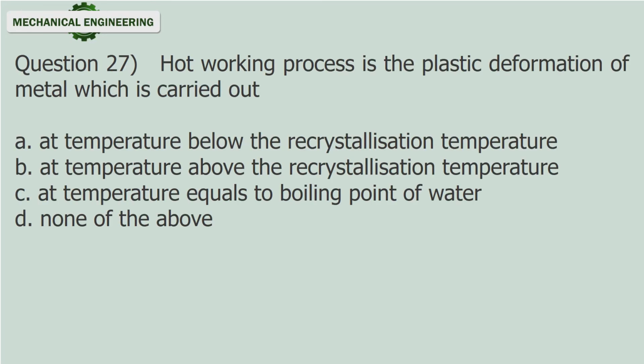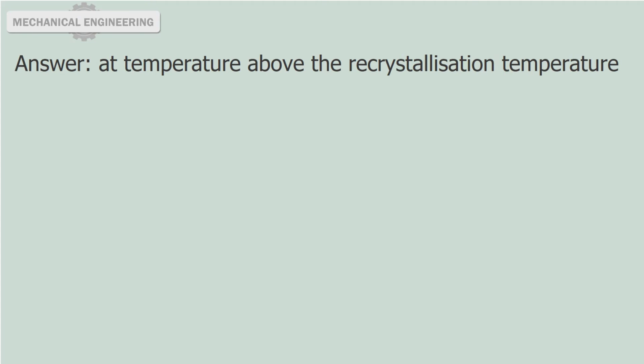Question 27. Hot working process is the plastic deformation of metal which is carried out A. At temperature below the recrystallization temperature. B. At temperature above the recrystallization temperature. C. At temperature equals to boiling point of water. D. None of the above. Answer: at temperature above the recrystallization temperature.